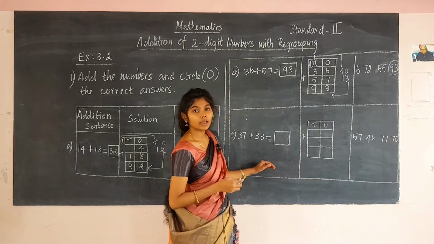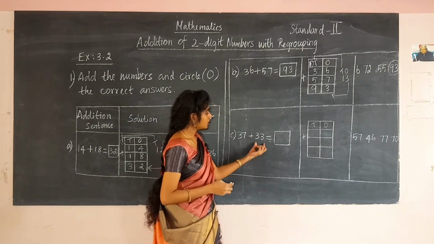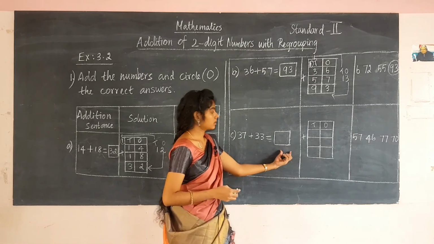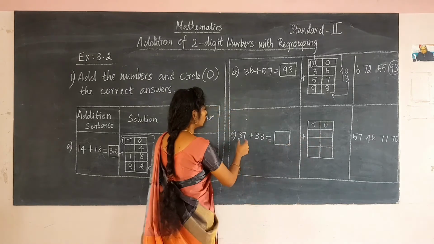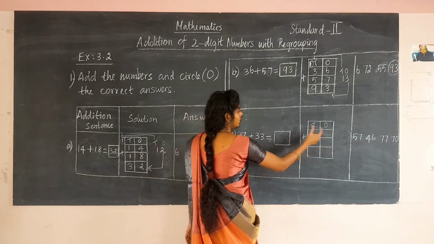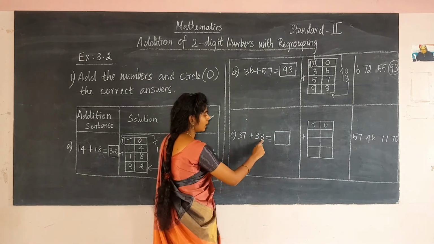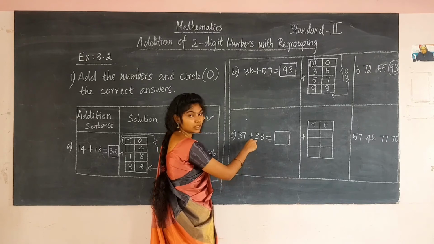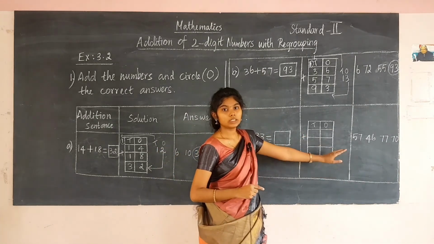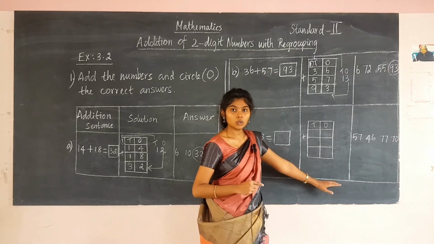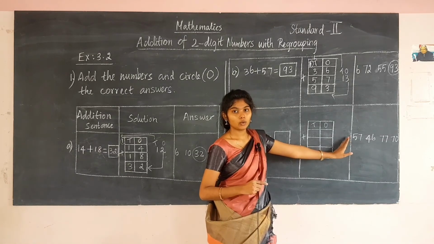Likewise, you are going to find this sum. This is homework for you. What number is given? 37 plus 33, and you have to find the answer by using the solution box. The place values are given. First we have to place each number in its places. 37: 7 in the ones place, 3 in the tens place, and here 3 in the ones place, this 3 in the tens place. Then you have to add in the ones place first. If you get a 2-digit number, you have to write it outside.